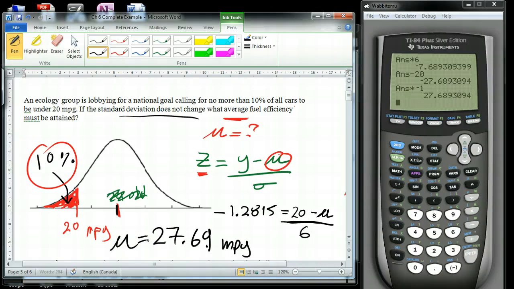So how are we going to answer this? If standard deviation does not change, what average fuel efficiency must be attained? According to the normal model, the average fuel efficiency for all the vehicles has to be 27.69 miles per gallon if 20 miles per gallon corresponds to the 10th percentile. Or you can say: according to the normal model, in order to meet the national goal, the new mean has to be 27.69 miles per gallon.